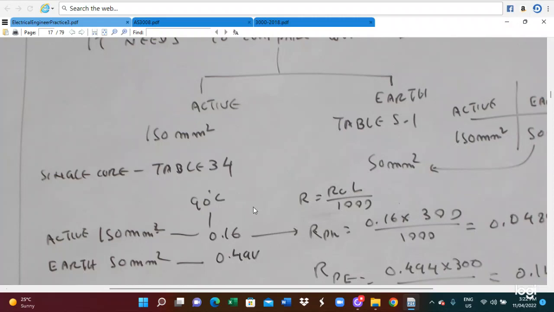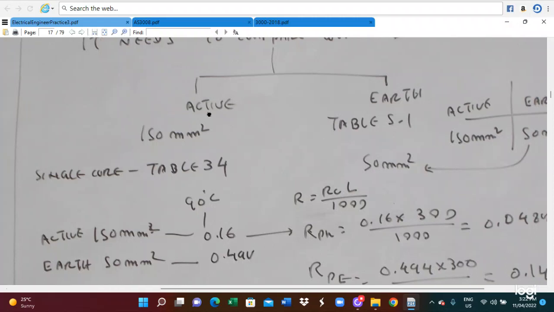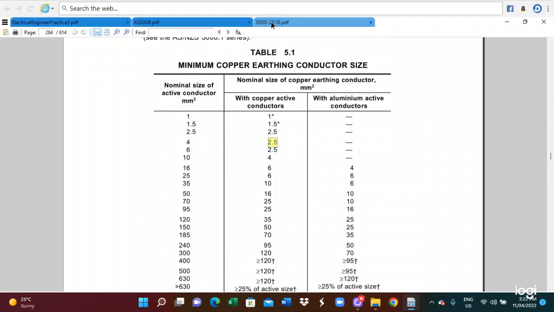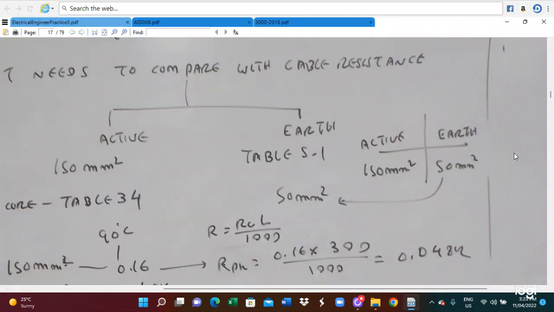And also the earth wire size. Earth wire is not given. So therefore we have to find out from table 5.1. Because the active wire is 150 millimeter square, the earth wire size needs to be calculated. So we refer to the AS3000 table 5.1. For 150 millimeter square active wire, the earth wire size is 50 millimeter square. So the earth wire size we got from here, 50 millimeter square.